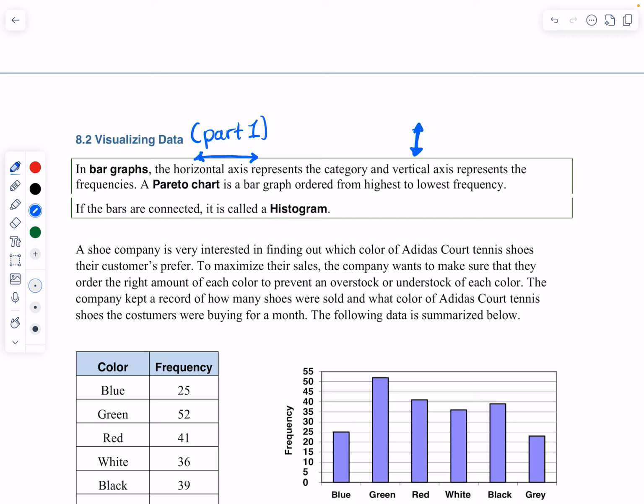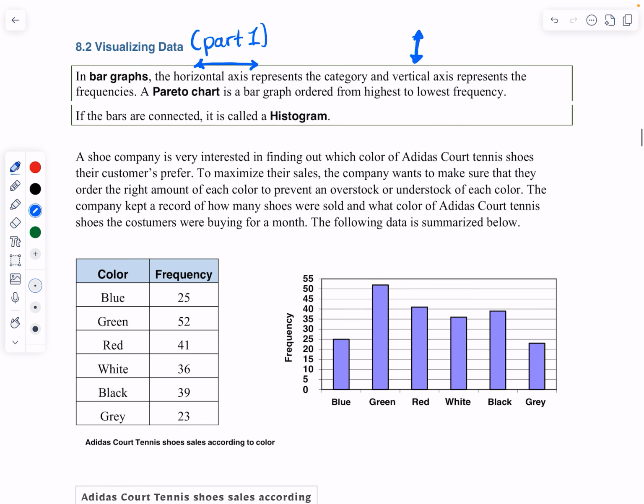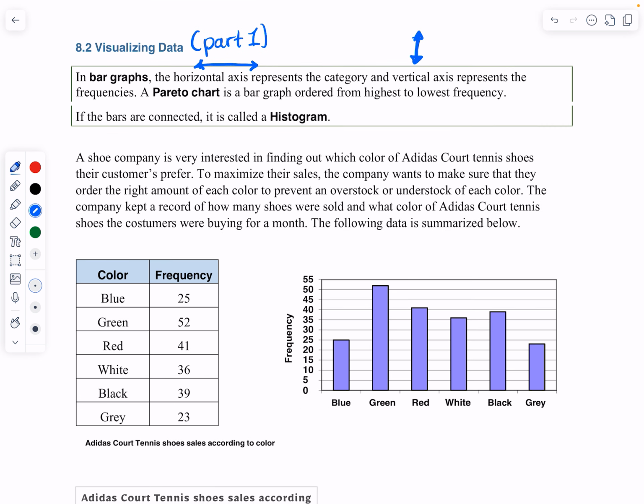A Pareto chart is a bar graph ordered from highest to lowest frequency. If the bars are connected, it is called a histogram, which I discussed in the last section.